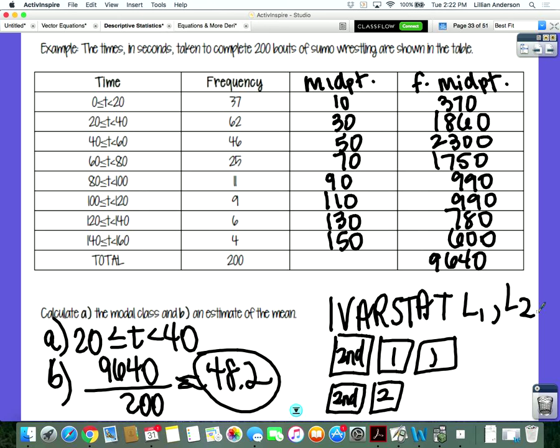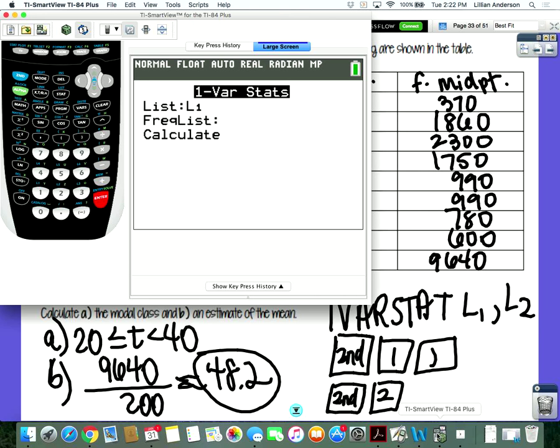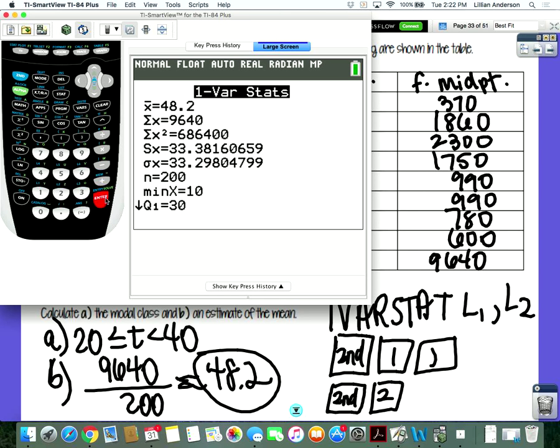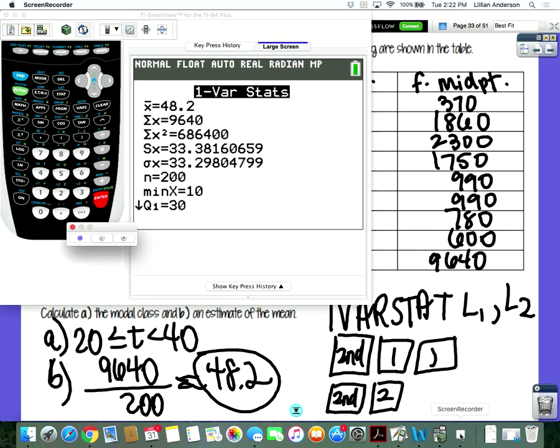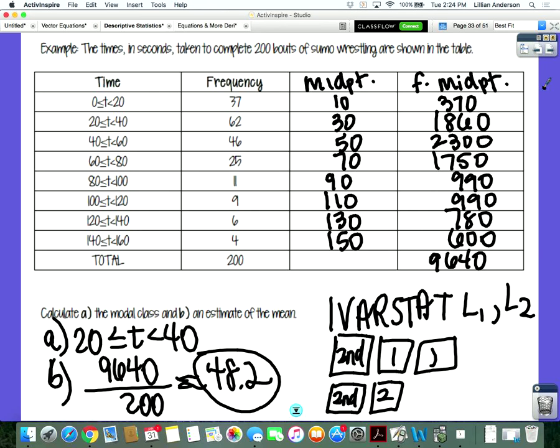Does it say 48.2 for your first number? If yours looks like mine, you want to make sure your frequency list is in L2. So you press second and the 2 button, click calculate, and it should be that number. So again, as you see, the x with the bar, that means mean, is the same. So you can double check if you do it by hand, you can check it with the calculator, or vice versa. Okay? Questions?